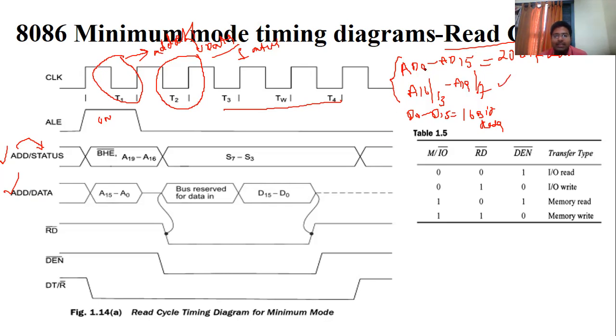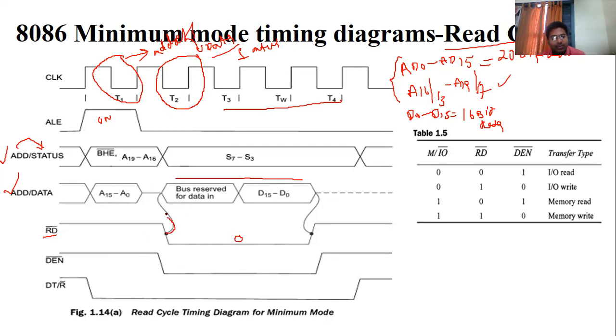What is the other category? AD0 to AD15. Now see this: under the T1 clock period, it has the address lines. Once the T2 time period comes, these address lines are converted into data lines. Whenever you are performing the read operation, RD bar means 0.